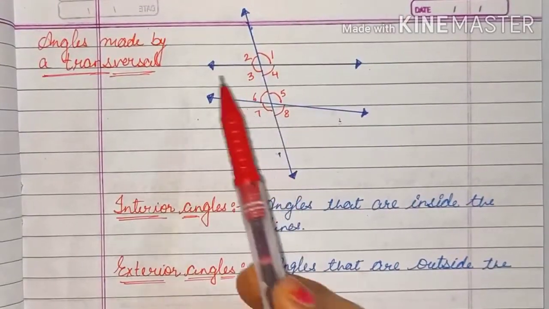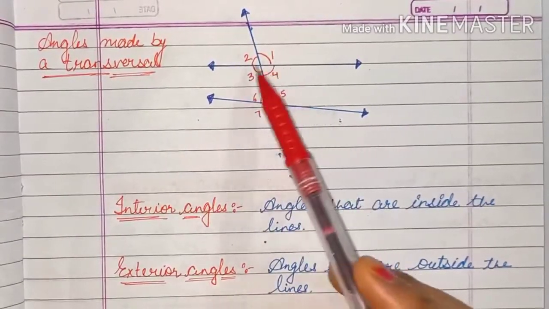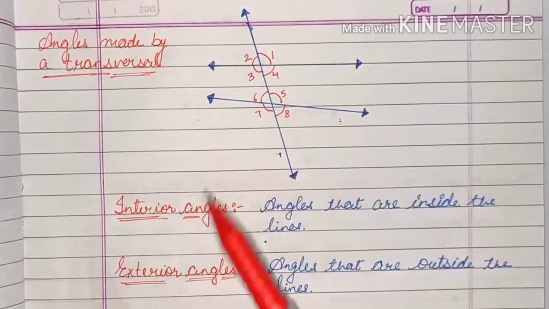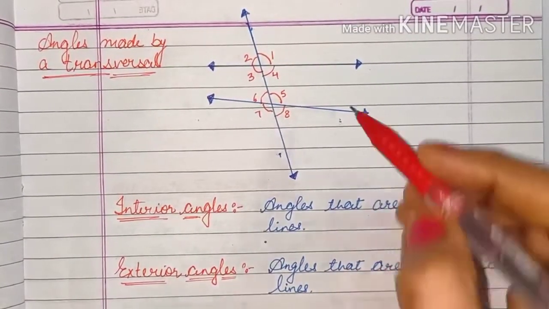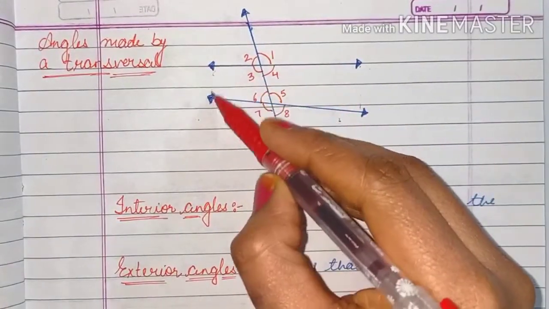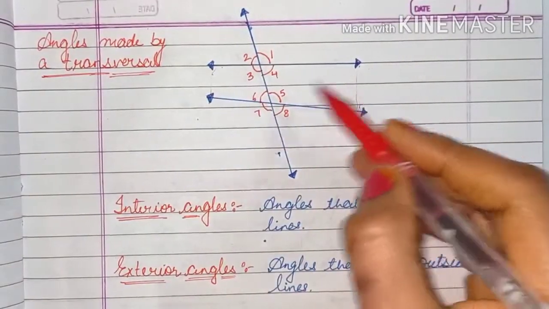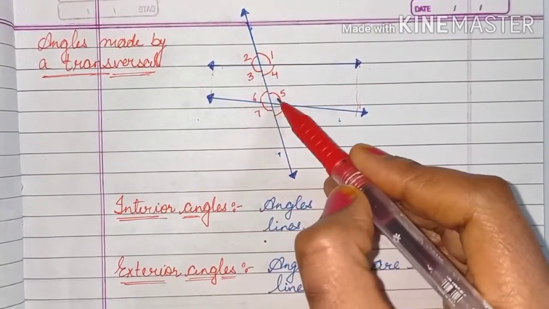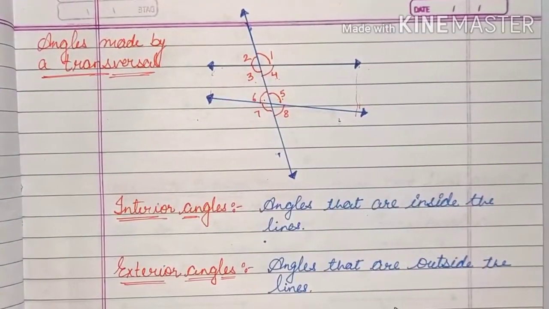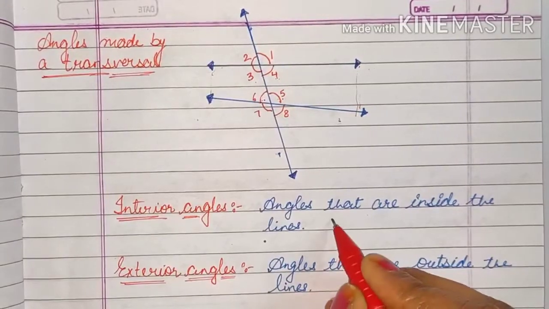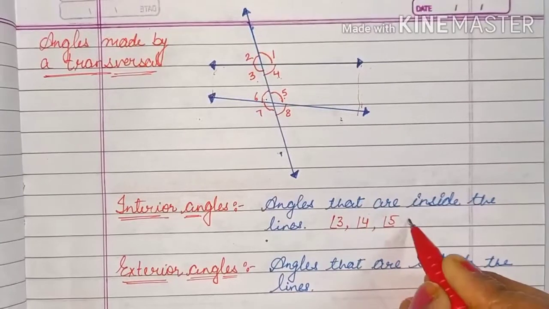Let's learn more about angles made by a transversal. Here this transversal is making 8 angles with these two lines. Now let's learn first about interior angles, the angles that are inside the lines. So these are two lines. If we mark like this, then this is the area between the lines. So 3, 4, 5 and 6. These 4 angles, angle 3, angle 4, angle 5 and angle 6 are between these lines.